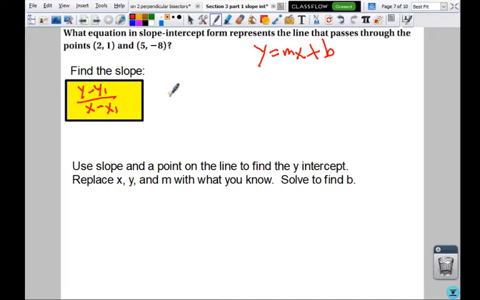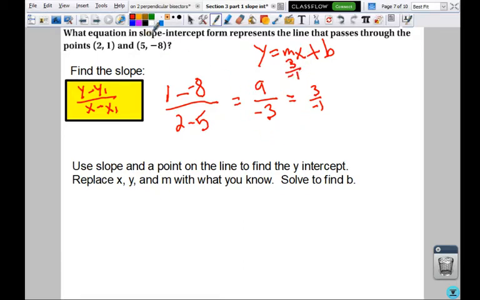So I'm going to find my slope. I'm going to go 1 minus negative 8 over 2 minus 5, and let's see. 1 minus negative 8. What's minus negative really? Plus. So that's really a 9 over 2 minus 5, which is negative 3. But I should reduce this. This is going to be 3 over negative 1. That's my m. 3 over -1 is my m.